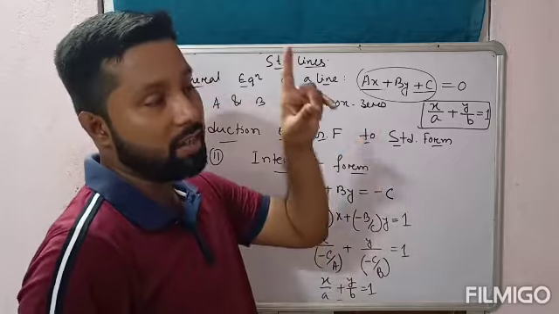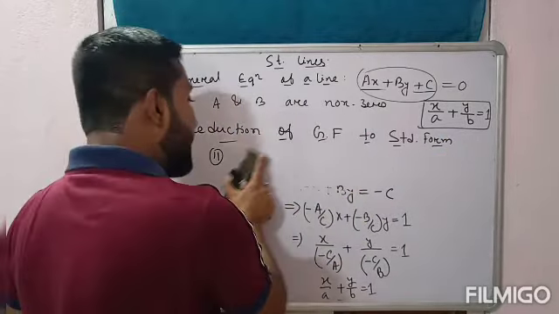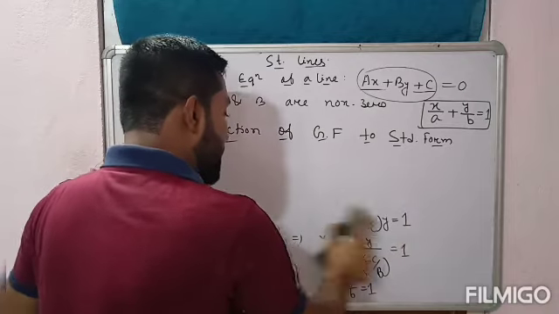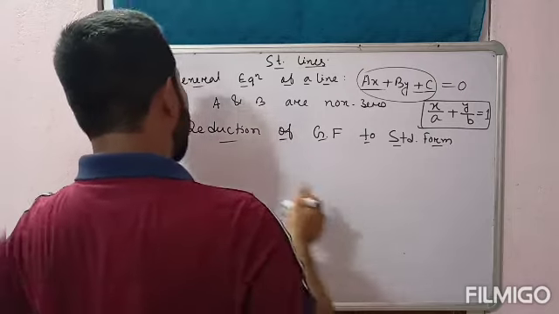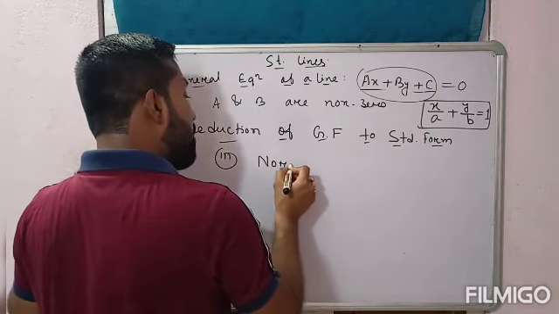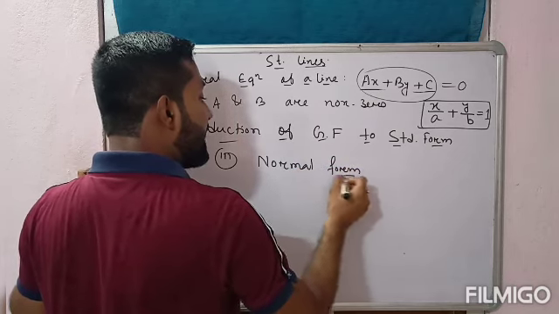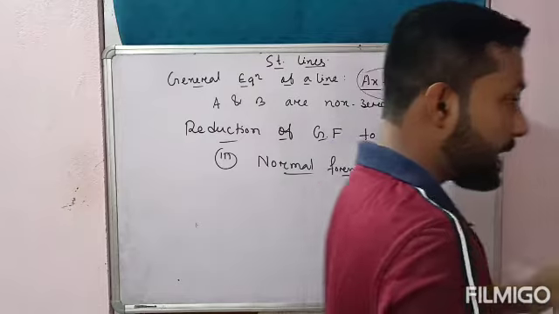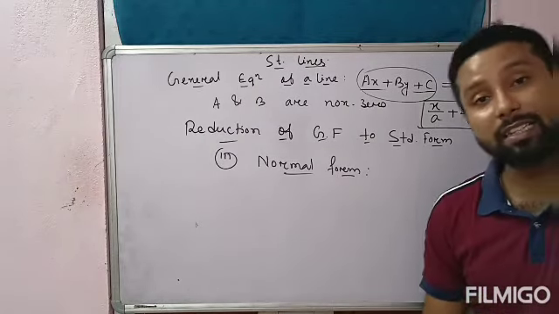The first one is slope intercept form, second one is intercept form. Now the final one, third one, reduction of general equation into standard form. Number 3, normal form. How can we reduce any linear equation to normal form? एक linear equation को normal form में कैसे reduce किया जा सकता है?